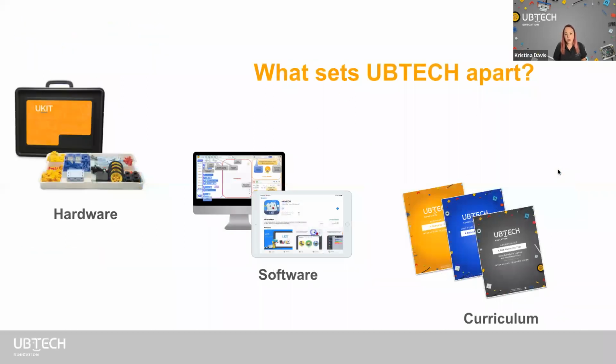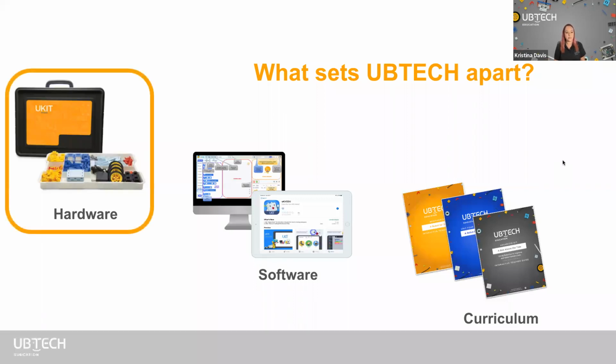So we're going to talk to you about, like Rusty said, three different parts today. What kind of sets UBTECH apart in terms of hardware, in terms of software, and in terms of curriculum. We're not going to do a big comparison of how we differ compared to specific competitors. We're just going to tell you some points on what we think sets us apart, and then you'll have to make those comparisons on your own with the ones that you're familiar with. So we're going to start off with hardware. We're going to talk about hardware.